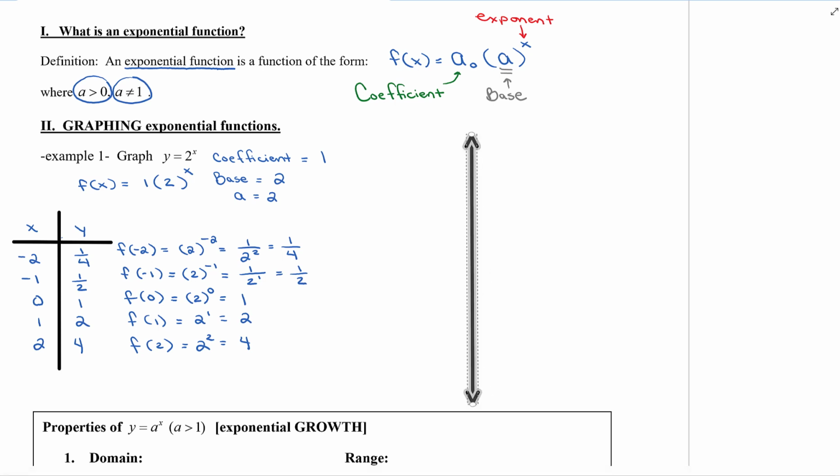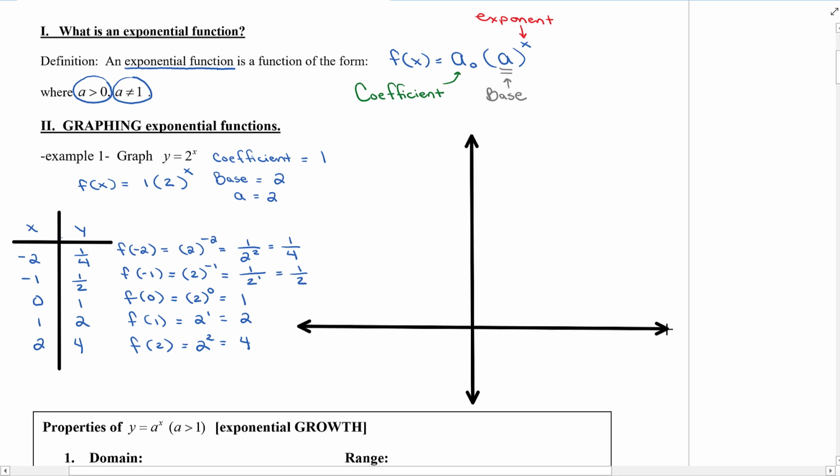Now I'm going to draw my coordinate plane. I've drawn a vertical axis for my y-axis, and I've drawn a horizontal axis for my x-axis. I'm going to go ahead and draw tick marks on the x-axis. I'm going to draw tick marks ranging from -2 to 2, separated by a scale of 1. On the y-axis, I'm going to draw from 0 to 4, separated by a scale of 1.